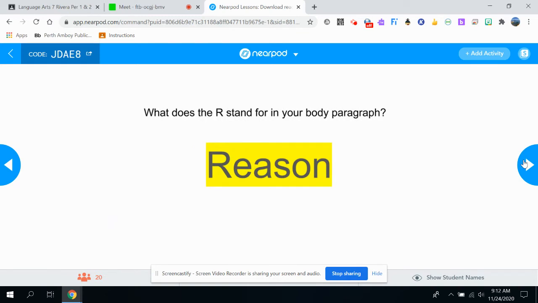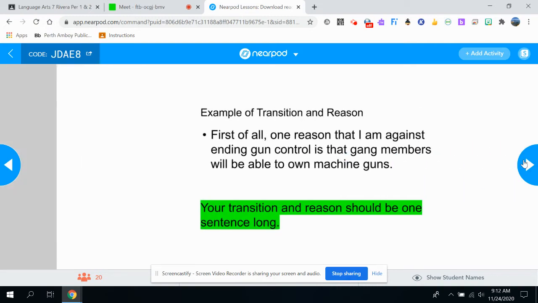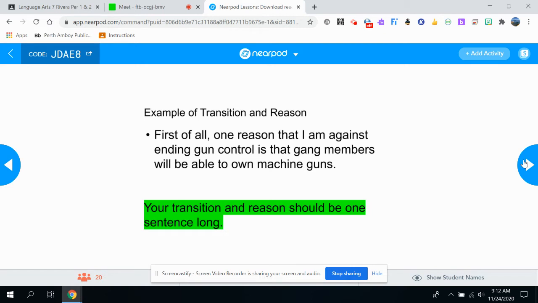All right. So again, first thing that's in my introduction, in my body paragraph, is my transition. The second thing, which is actually connected to it, is the reason. Okay. So we've been going through articles looking for reasons for why people feel competitive sports is good or bad. So I would start off with a transition, then I would have my reason. Okay. Now, if this is the topic of an essay, should there be stronger gun laws? This is what a transition and reason would look like put together.